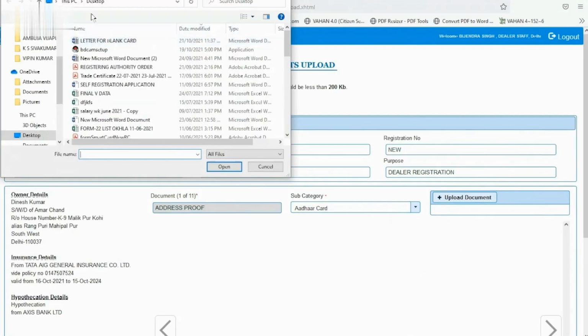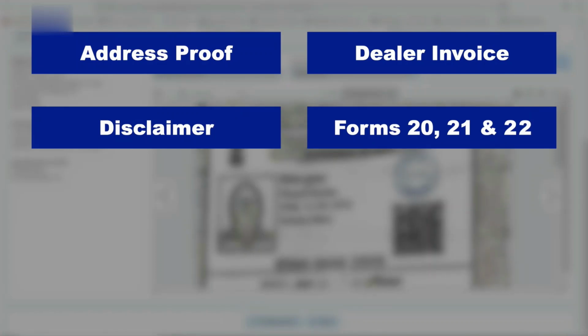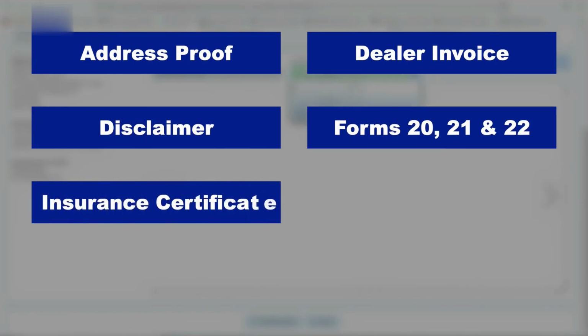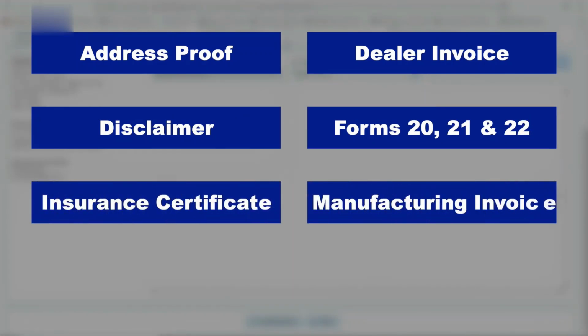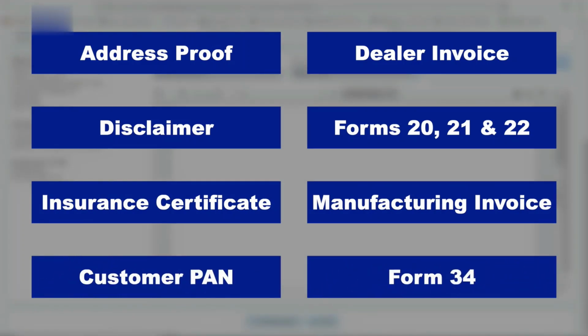These documents are stamped and uploaded on the system, which includes address proof, dealer invoice, disclaimer issued by the Transport Department, Forms 20, 21, 22, Insurance Certificate, Manufacturing Invoice, Customer PAN Details and Form 34.